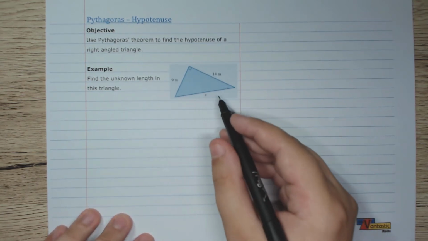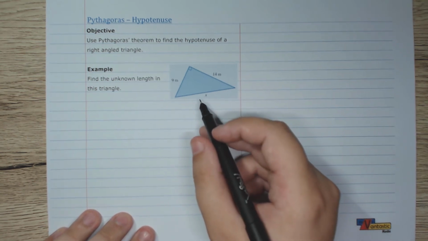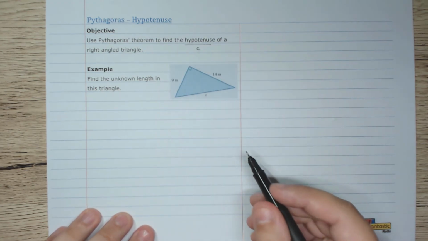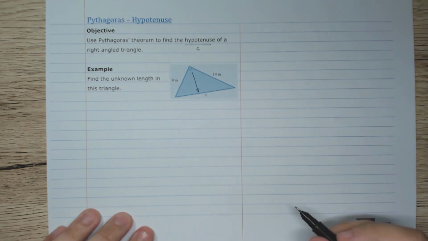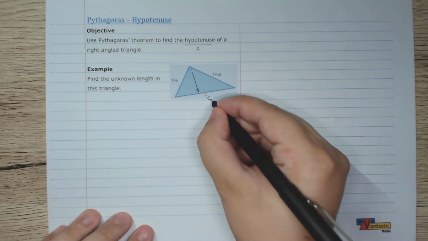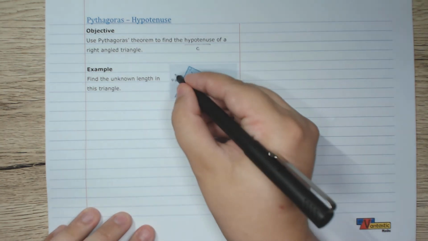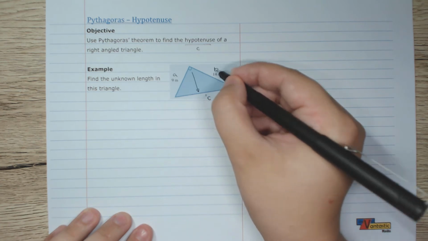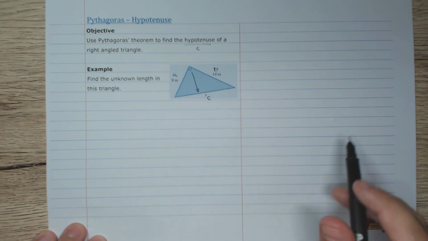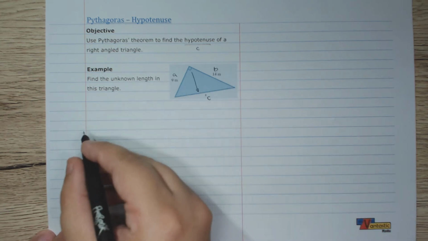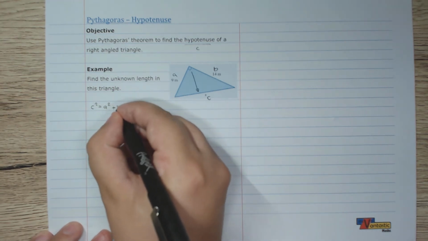Now when we're labeling a triangle, the hypotenuse is always the longest side. The hypotenuse, which we call C, is the longest side, and it's always straight across from a right angle. So in this triangle, the missing side is C, and then A and B are the two other sides, and the order doesn't matter, we could pick either. So we've got a triangle labeled ABC, and we know that Pythagoras' theorem is C squared is equal to A squared plus B squared.